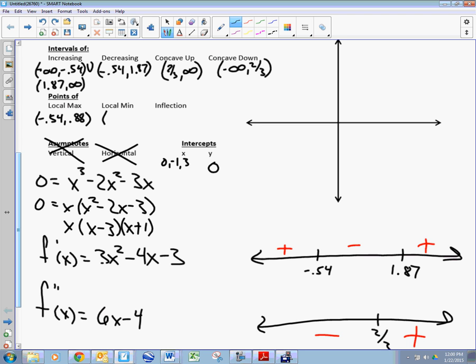Local min, where does that occur? 0.87. Plug that in. Plug negative 6.1. Inflection. Where does inflection occur? 2/3. Because I changed from negative to positive. Plug it in. Yep. The reason why we plug it in the original is we're always looking for position. We know the x position for all this stuff, but the y position we gather from the original.